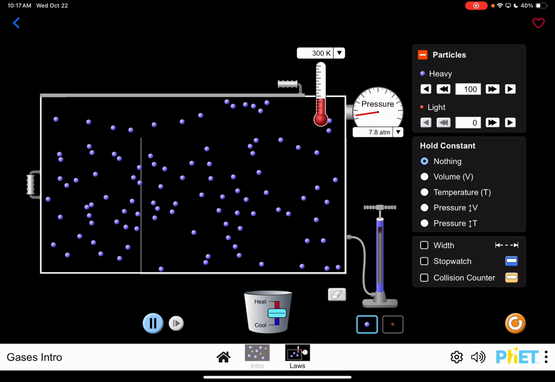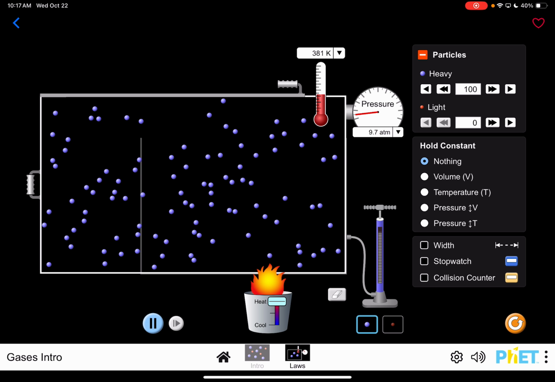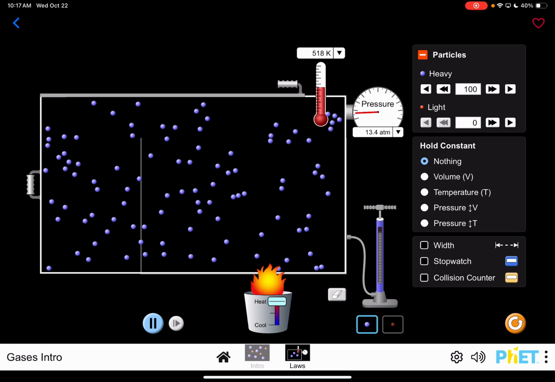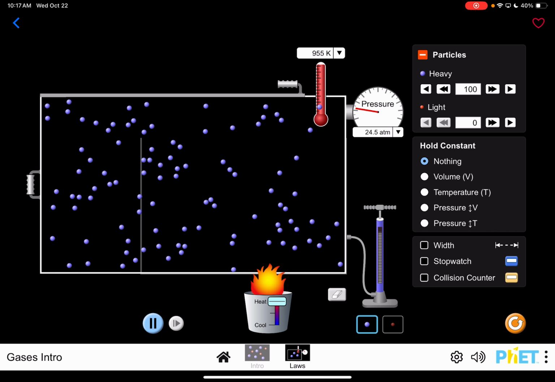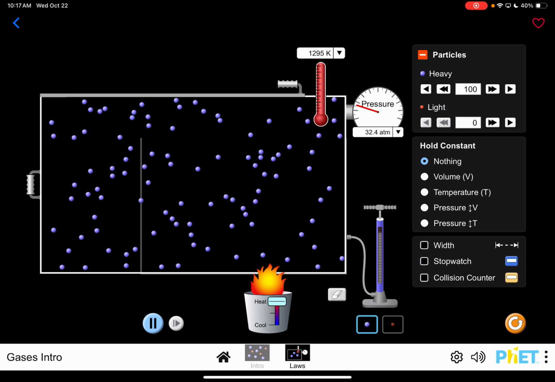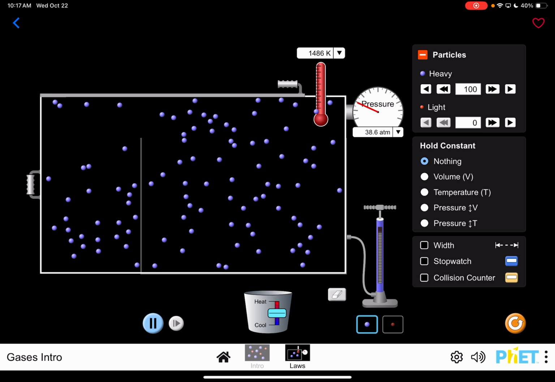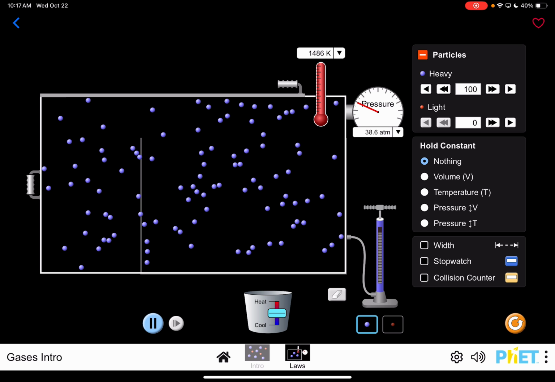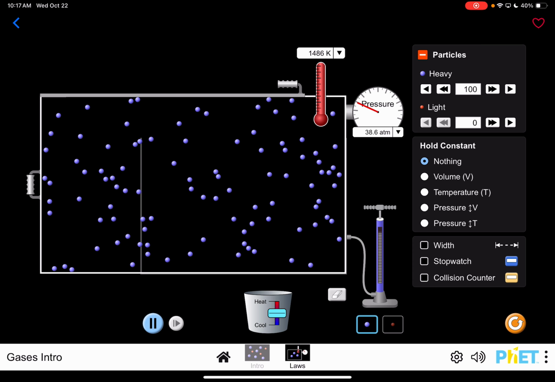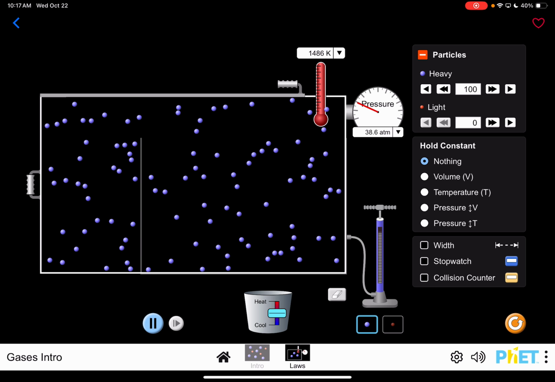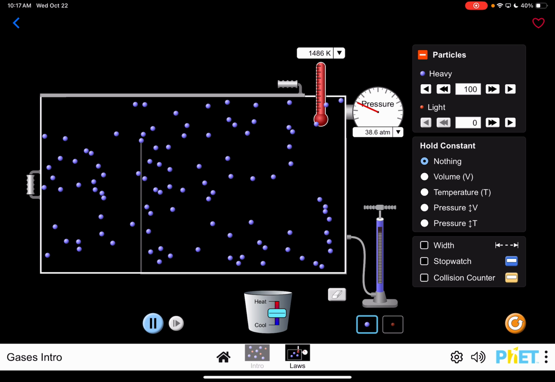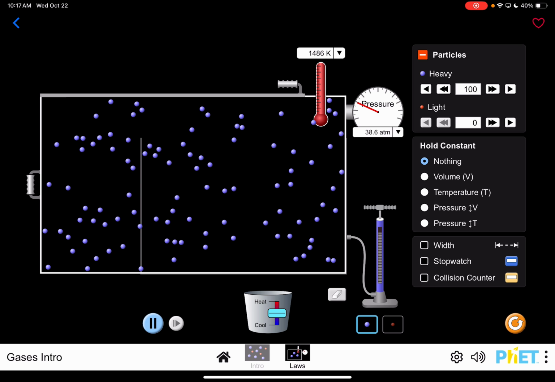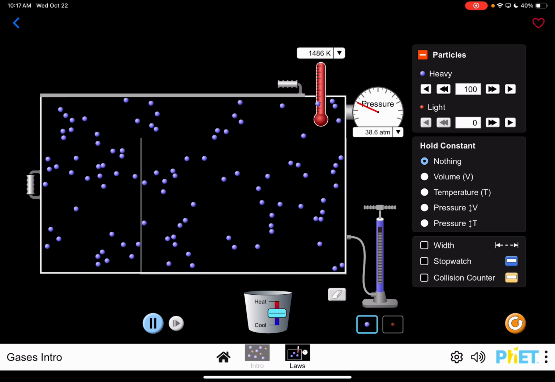All right, here we go. I'm going to heat this up, and I'm going to be a little bit dramatic just so it's clear what's happening. All right, 1400 Kelvin. That's probably pretty good. Okay, so what are the particles doing? Moving faster, which means they're hitting the sides of the container more frequently, which is why we see an increase in pressure.